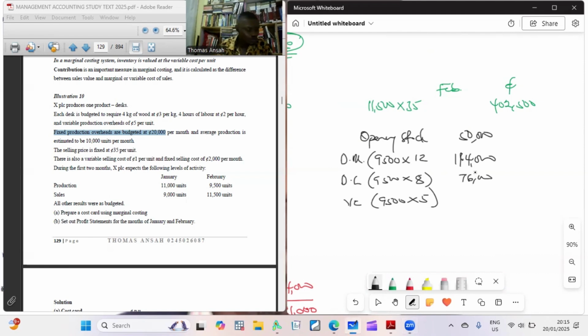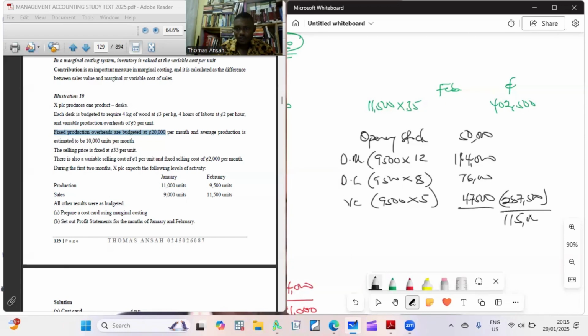Yeah. And this one, do you remember this one? So 9,500 multiplied by 5. That is 47,500. And there was no closing stock. So this is 47,500 plus 76,000 plus 114,000 plus 50. And what I have here is 287,500. So what will be my contribution? So minus from 402,500.